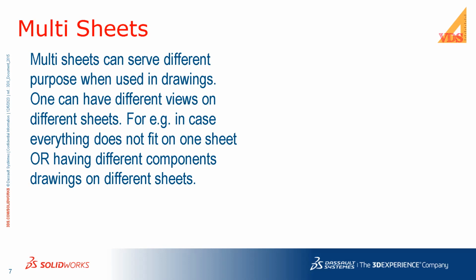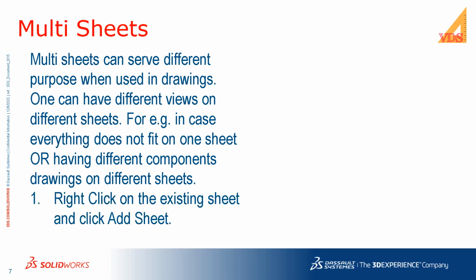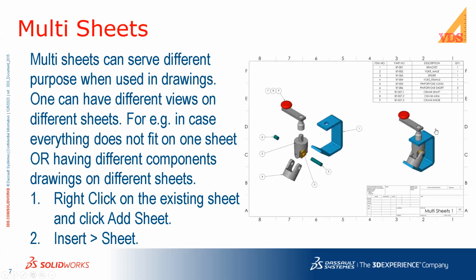And it is also recommended not to put too much detail in one sheet, but also not to have half details over here, half detail over here, and half detail in a different sheet. So you have to do a planning of how you want to use the sheets. There are two methods of adding sheets. One, you can right click on an existing sheet and then click add sheet. You can also click on the insert menu and click on the sheet, right? So let's look at how we can have multi-sheets and how they can be helpful.